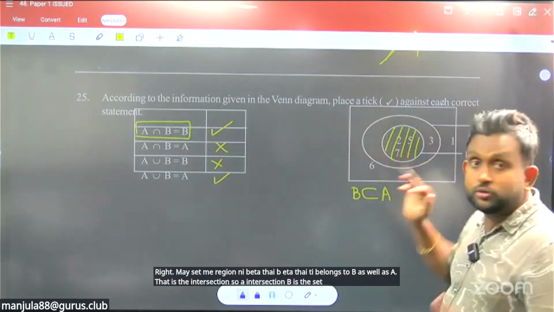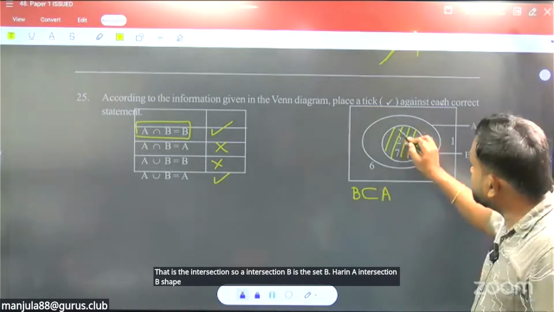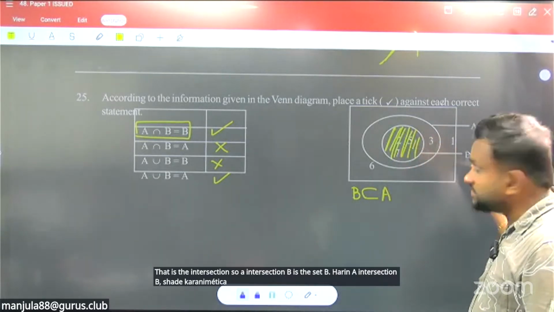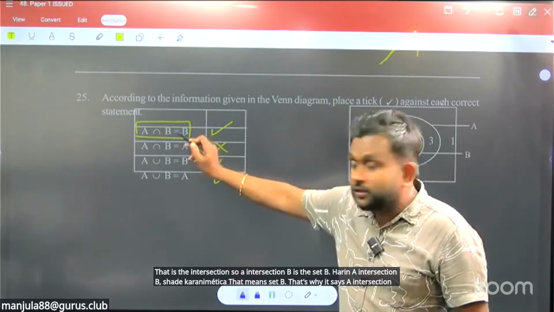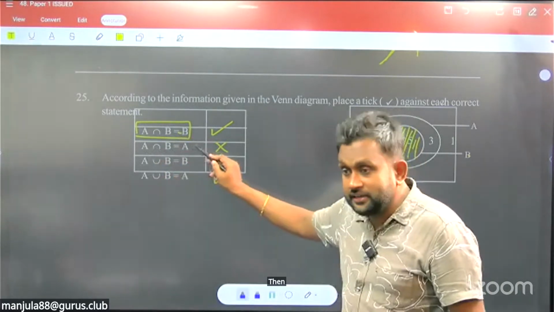If you are asked to shade A intersection B, you shade this part. That means the set B. That's why A intersection B equals set B. Then saying that the intersection is something else is wrong.